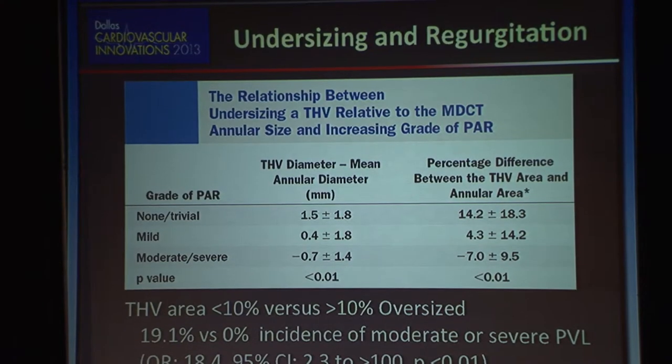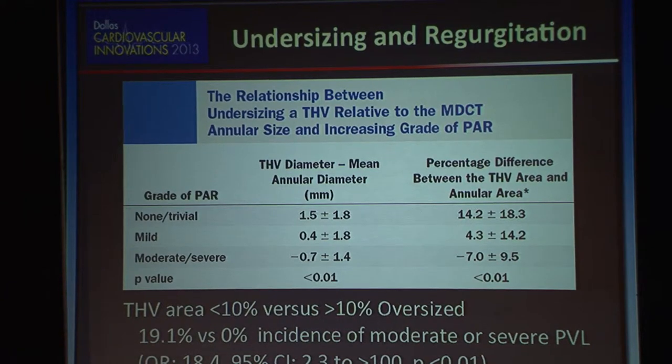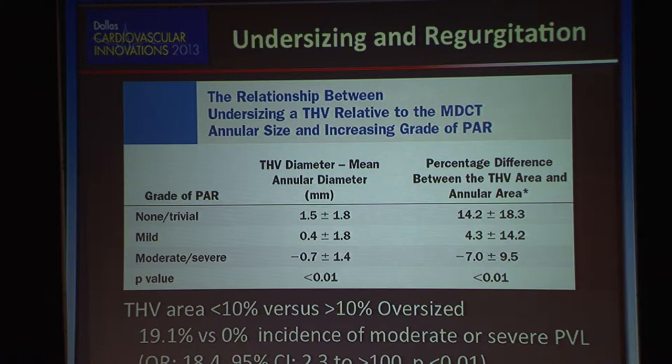There's undersizing issues also. So undersizing, the key point of the slide really is that looking at the transcatheter heart valve area, if it's less than 10% oversized versus more than 10% oversized, there was a 19.1% chance of moderate to severe paravalvular leak. So if you don't expand it enough or size it big enough to meet the annulus, there may be a leak around it.